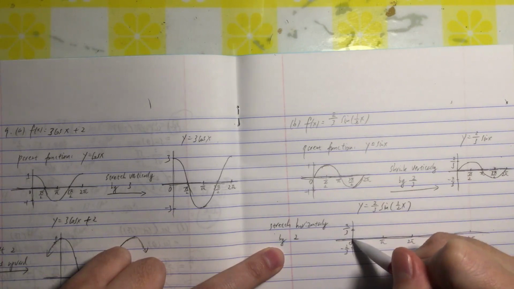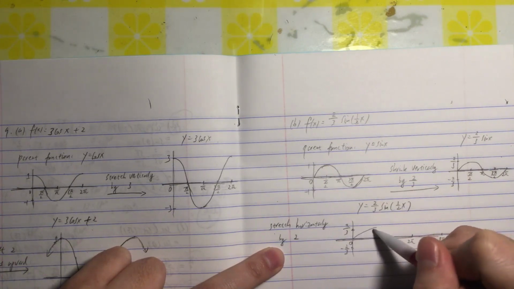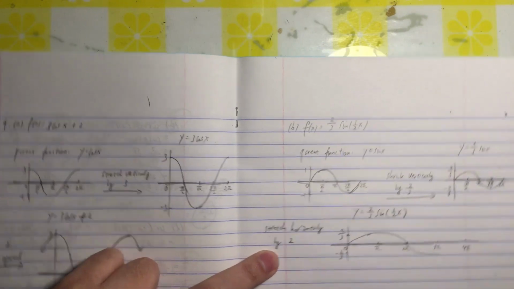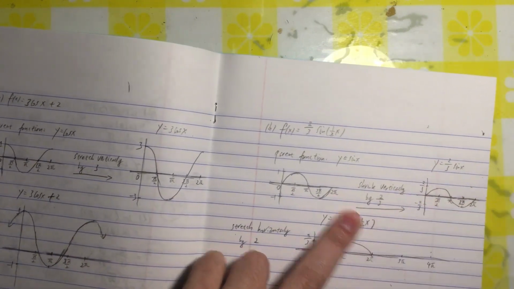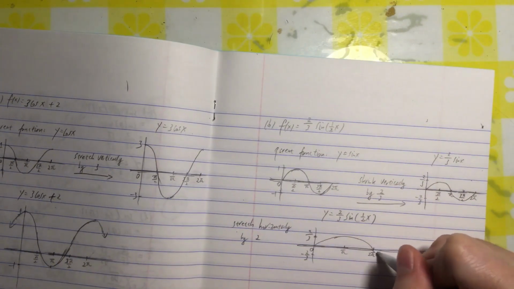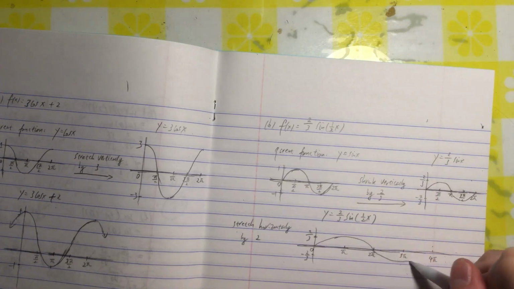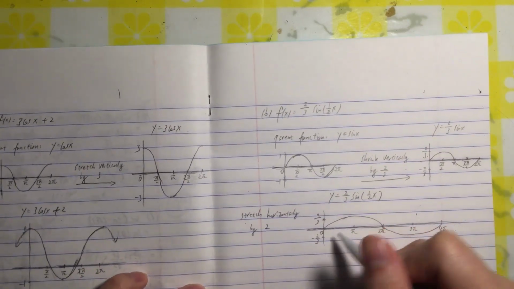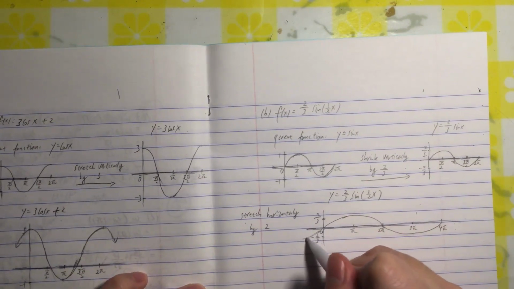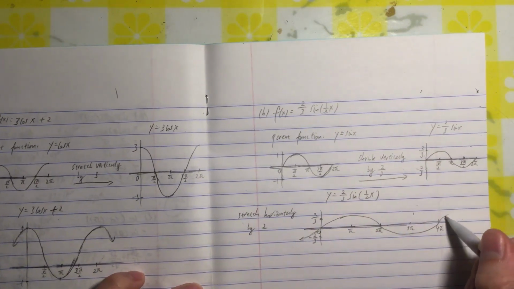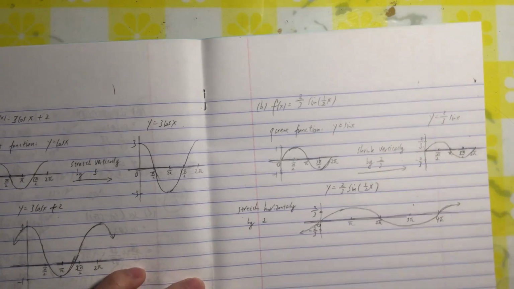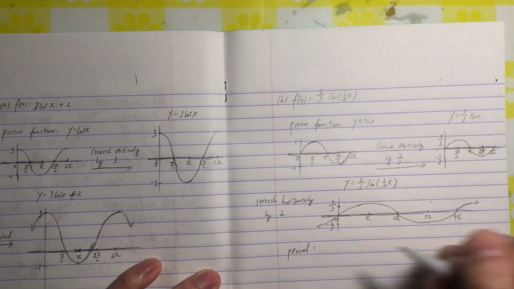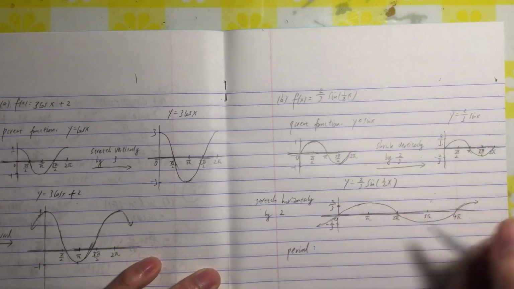So the graph starts from 0, goes up first, goes down to 0, then it goes down. It returns to 0 at 4 pi. That's the first period. And we know that sine function continues itself. Here we can see that the period of this graph is 4 pi.